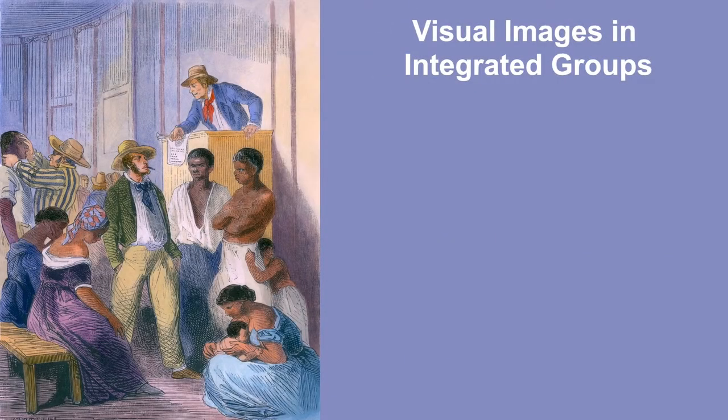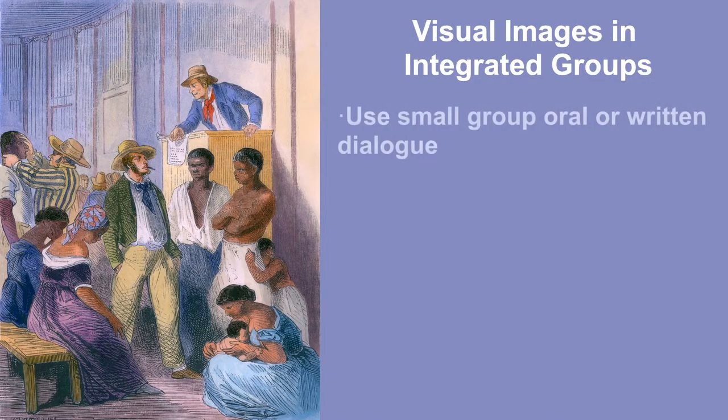This visual of a slave market embodies many complex and difficult concepts from our history as a nation. Using this visual as a starting point, students could work in a small group to create an oral or written dialogue, telling what's happening in the picture from the point of view of the person about to be sold, of the woman sitting on the chair, of the children, of the buyers and the sellers.